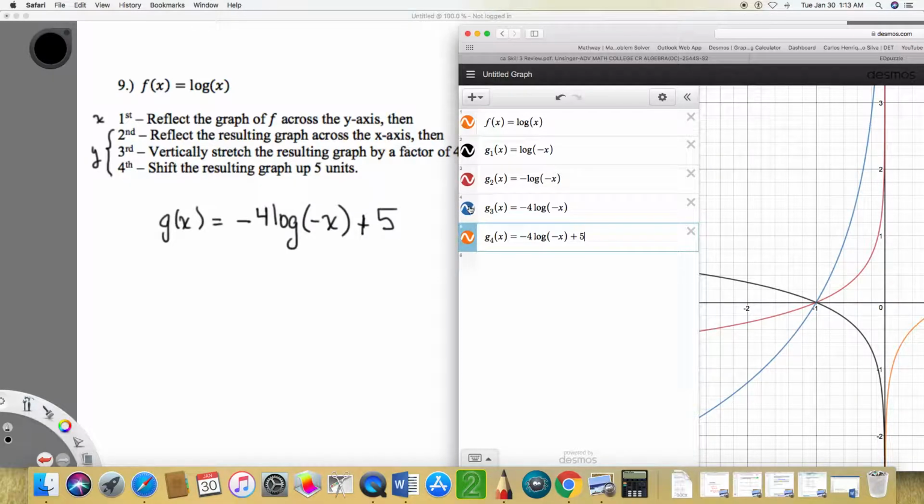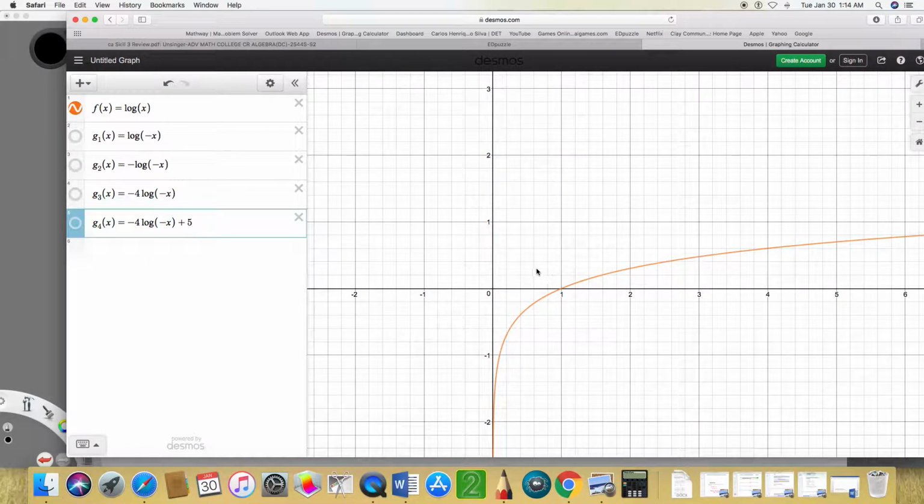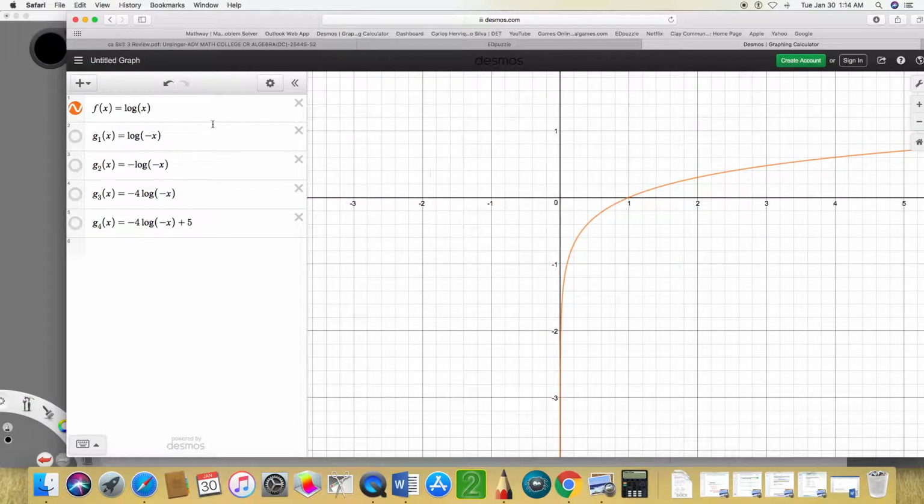All right, so let's see how we get to our final answer. So there's our parent function, which is the log function. We started here with the y-axis, and we reflected it. Now we reflect it across the x-axis, and now we vertically stretch it.